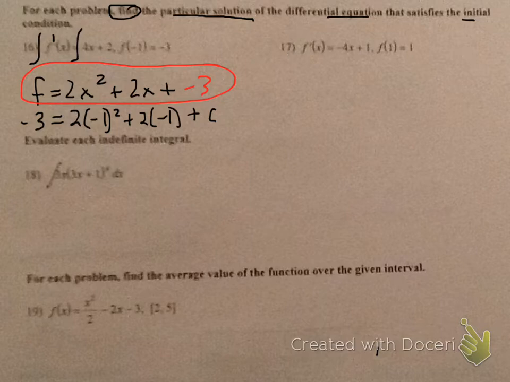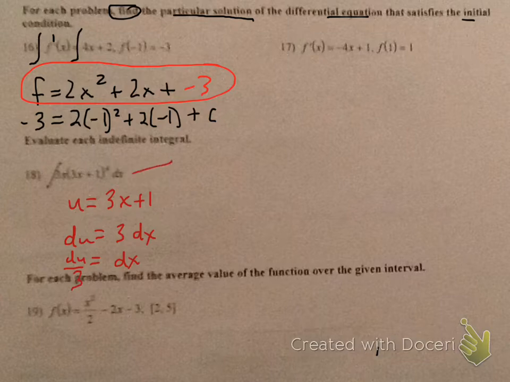Evaluate each indefinite integral. It's a chain rule problem. Let u equal 3x plus 1. So du equals 3 dx. Solve for dx. And when we go to substitute, you have 3x u to the fourth, I think. I can't really read that. And dx is du over 3. So what happens here is that you can cancel out the 3's, but we still have an x there, so we can't integrate with respect to u when there's an x.